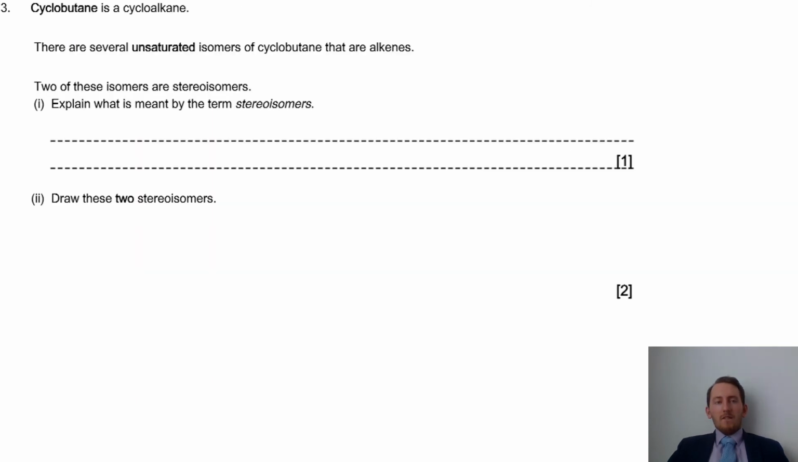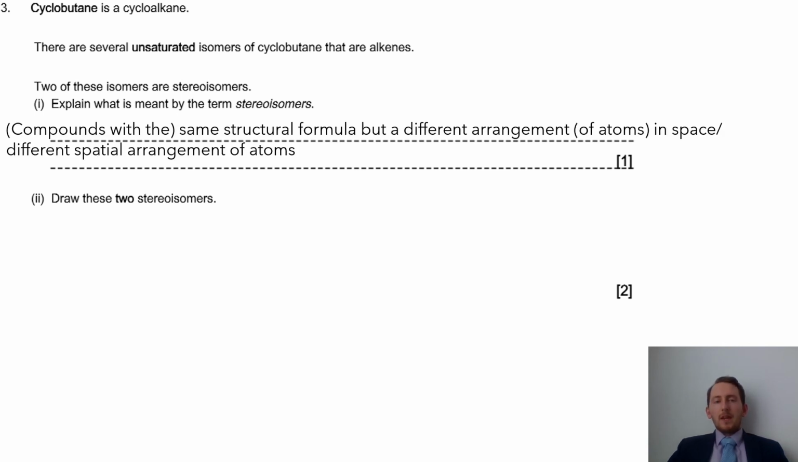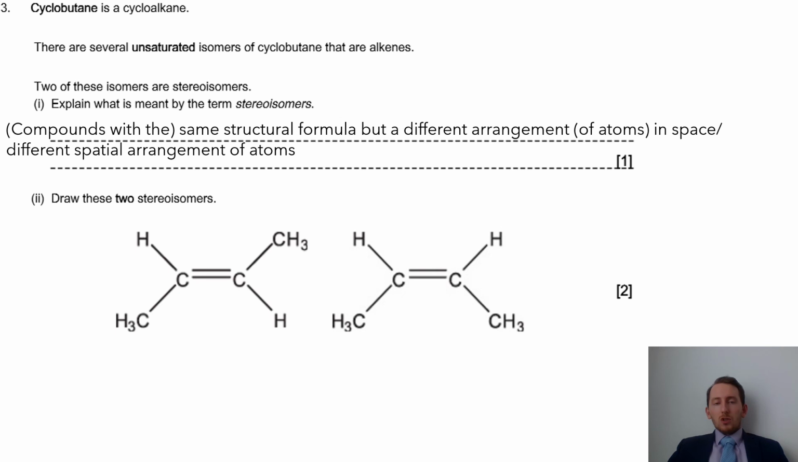And we have our final question here, on cyclobutane and unsaturated isomers that are alkenes. To start with, state what's meant by the term stereoisomer. Again, the definition is very important: same structural formula, but different arrangement of atoms in space. Part 2: draw the two stereoisomers. Cyclobutane is C4H8, so we need to make sure we have our double bond in there, as we're told that they're alkenes. So we need C4, so we've got 1, 2, 3, 4, and then hydrogens 1, 2, 3, 4, 5, 6, 7, 8. Yep, we've got the right formula, and hopefully have our two different stereoisomers there.